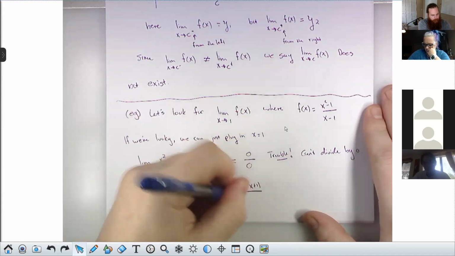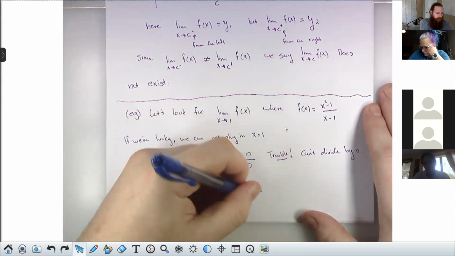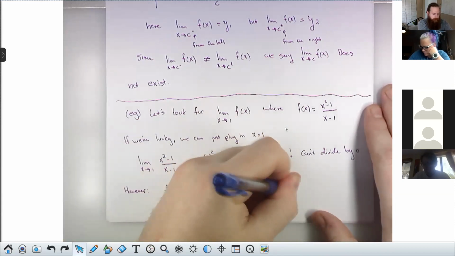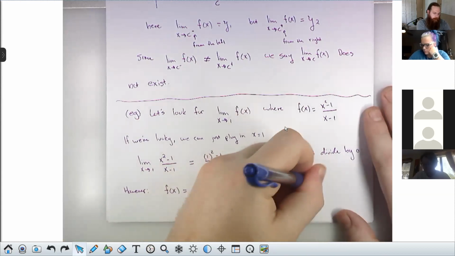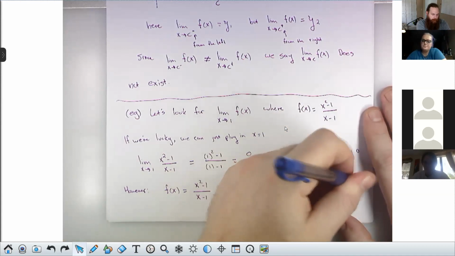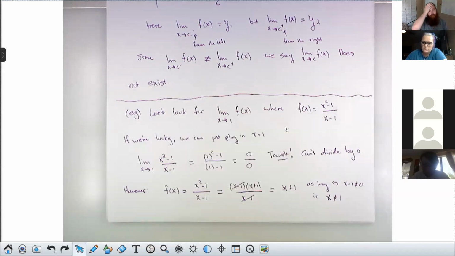And then downstairs here, I also have x minus 1. So this factor can cancel. This is equal to x plus 1 as long as x minus 1 is not 0, i.e. x is not equal to 1. So for all x values besides 1, f of x is equal to this linear function x plus 1. And at x equals 1, it has a hole coming from that canceled factor.